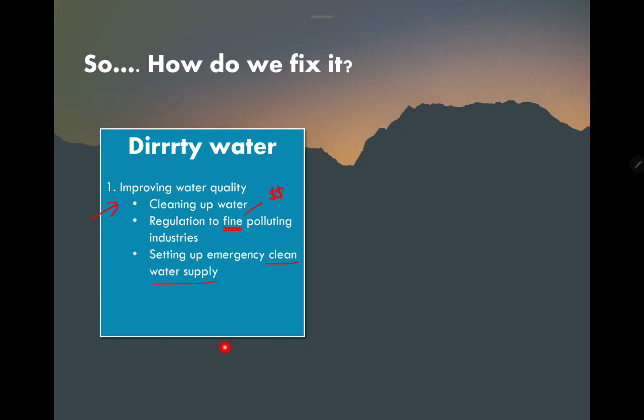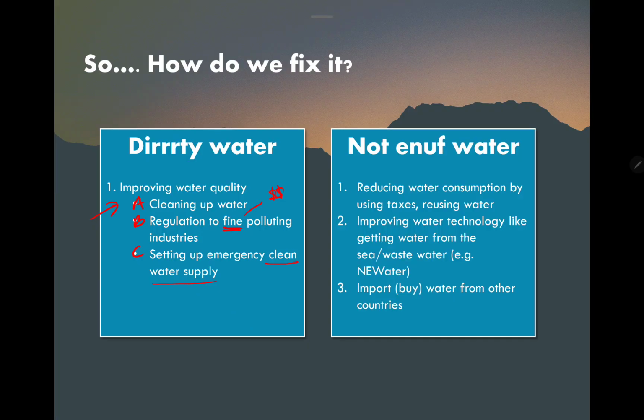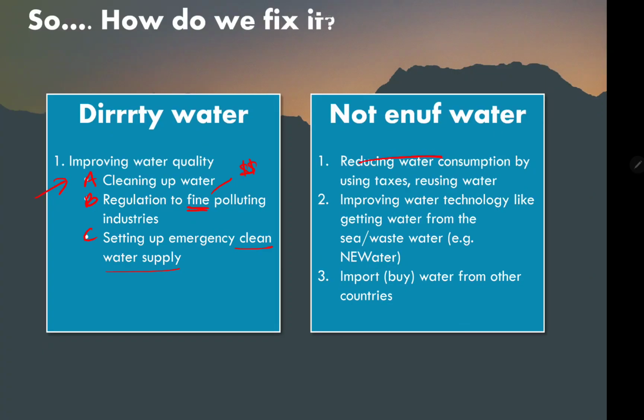By the way, these are all points that are also within your textbook. So as you read through them, look out for these points. These are the different arguments that are there. Next one is the other problem, the Singapore problem. We don't have a problem with water quality being polluted, but we have this problem of not enough water. So what do we do? We reduce water consumption. How? By using tax or by getting companies to reuse the water. As you read through, you'll find this out.